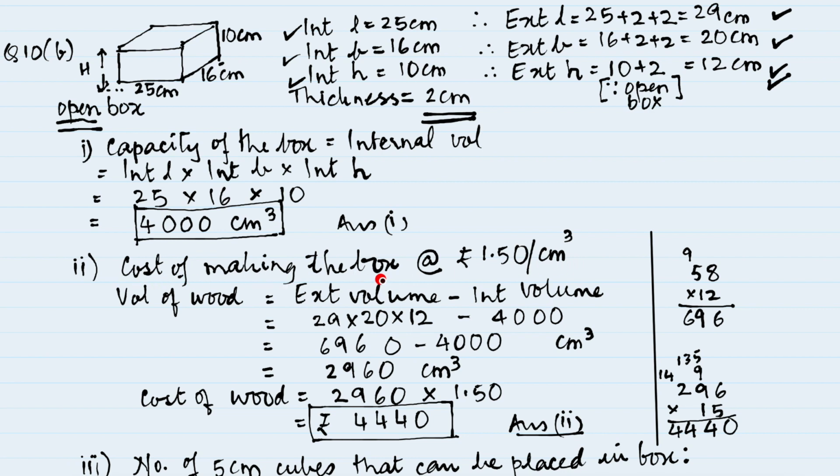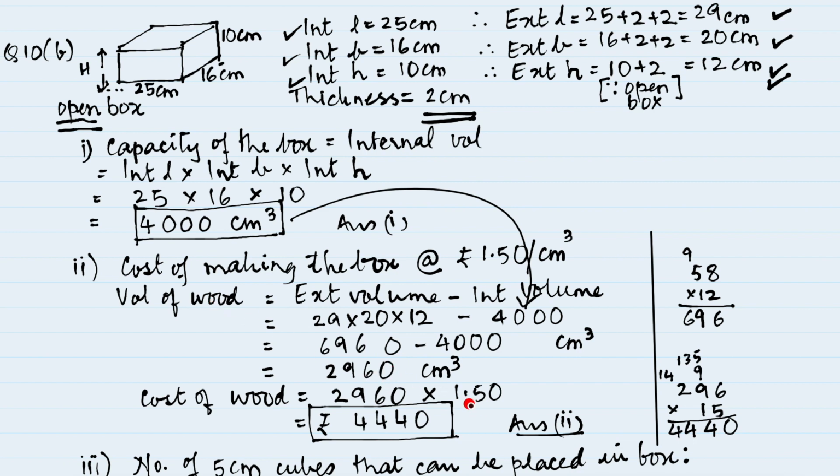Now cost of making the box at the rate of this. For the cost of making the box, you need to know the volume of wood. So how do we get volume of wood? The outside volume minus the inside volume. In other words, external volume minus internal volume. That will give you the volume of wood. Internal volume, we already found this, so we just write that here. Okay, and external volume will be multiply these. So 29 2s 58, 58 into 12. Okay, so 6960 minus 4000, 2960, that's the volume of the wood.